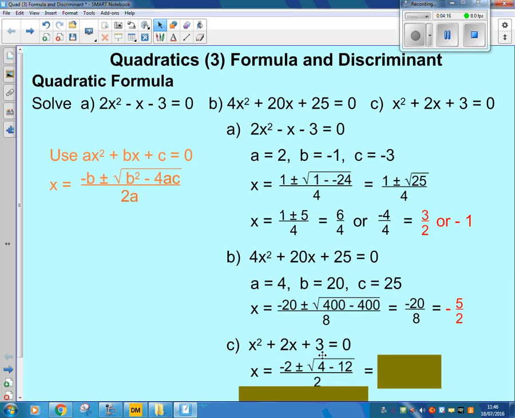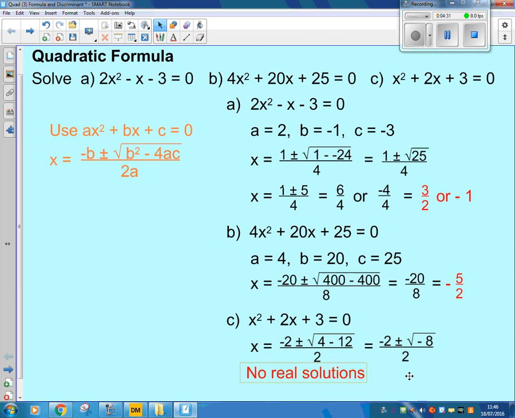So you're left inside your square root with 4 minus 12, which is minus 8. So you get minus 2 plus or minus square root of minus 8 over 2. Well, when we're dealing with real numbers, there is no solution to square root of minus 8, so this has got no real solutions.